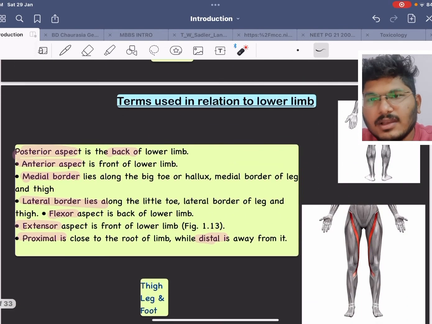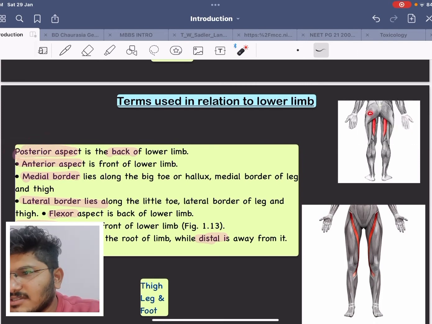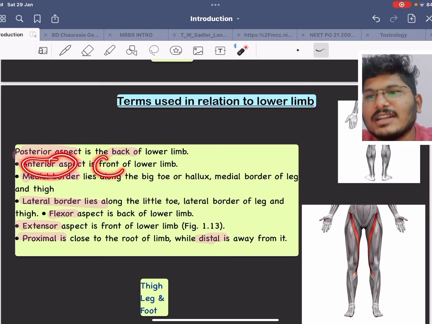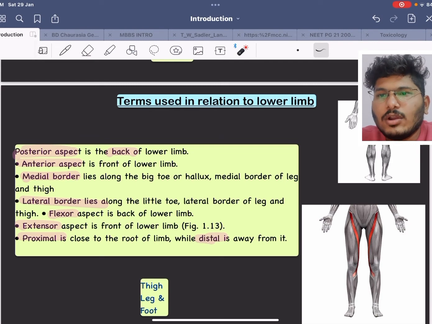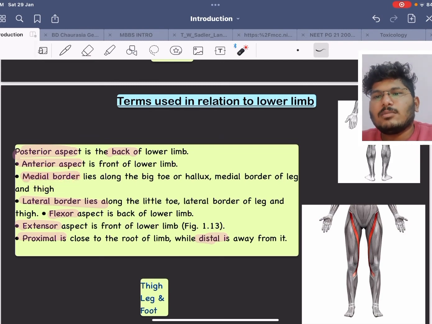Similarly, in the lower limb, this is the posterior aspect: the buttocks region, the thigh region and the leg region. The posterior aspect is otherwise the back of the lower limb. The anterior aspect is the front aspect, otherwise the ventral aspect of the lower limb. What is the medial border? The medial border lies along the toe, the great toe or hallux. Here it is a normal anatomical position, so you can see that along the great toe there is the medial border.